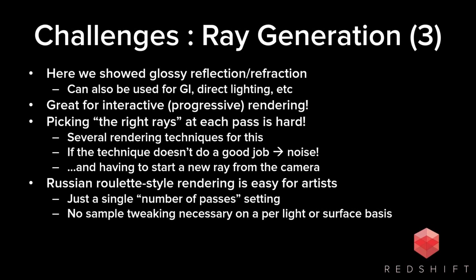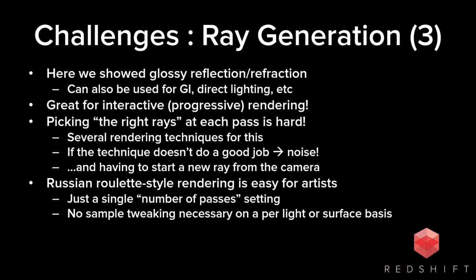Here we showed reflection and refraction, but the same technique can be used for any technique that might spawn multiple rays. That includes GI, direct lighting if you have multiple lights, or area lights, etc. Russian roulette is great for interactive rendering because it allows you to render your frames progressively, so the artists get quick feedback. Unfortunately, because it can introduce more rays, it's very important to pick the correct rays on every pass, and there are many techniques for doing that.